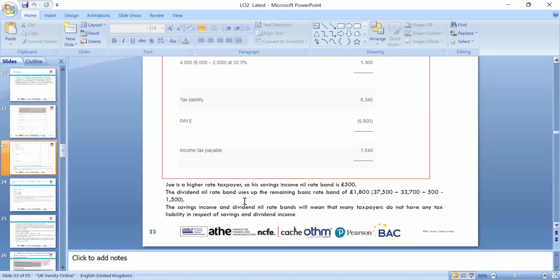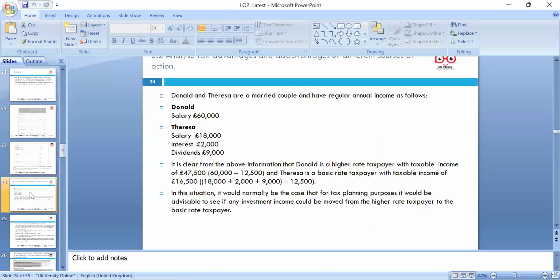So please, Joe is the higher taxpayer, so his savings nil rate band is 500. The dividend nil rate is up to the basic remaining income. If we transfer the saving income or use the dividend nil rate, the taxpayer may not have any tax liability in respect of the saving or dividend income. So we have to think about it if we are a married couple, and then we can transfer there.